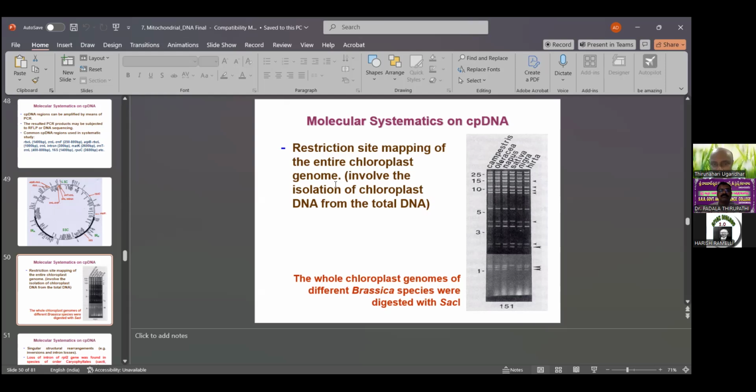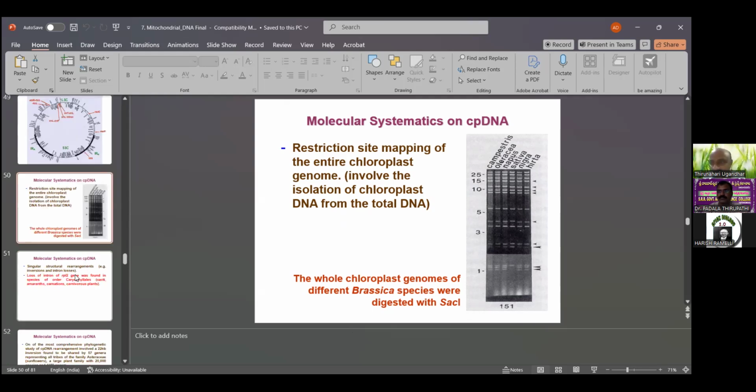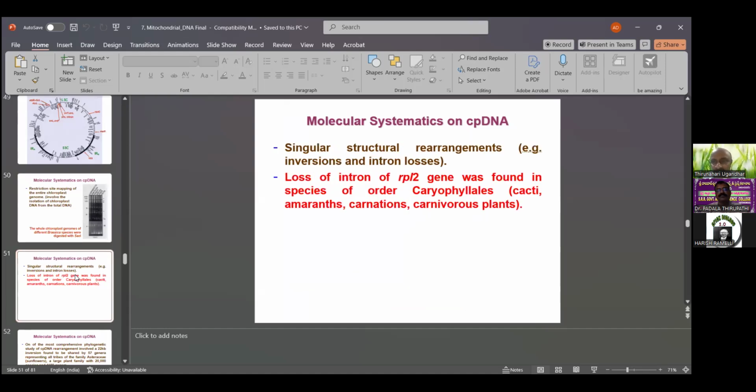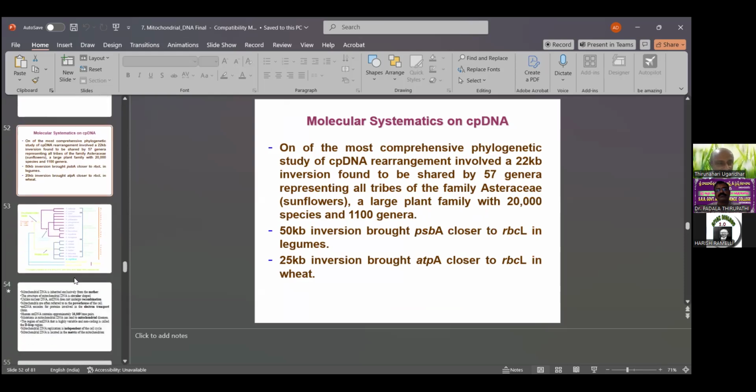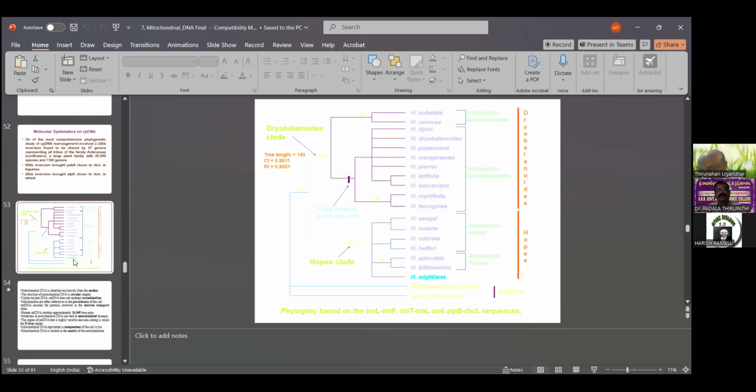The entire chloroplast genome analysis involves the isolation of chloroplast DNA from the total DNA. The chloroplast DNA is isolated from leaf and immobilized on agarose gel, which can show the probes. The probes differ in different organisms, different types of plants, angiosperms and gymnosperms. The whole chloroplast genomes of different Brassica species were digested with restriction enzymes. These are SDS methods and agarose gel methods, which show the nature of the cpDNA in molecular systematics.